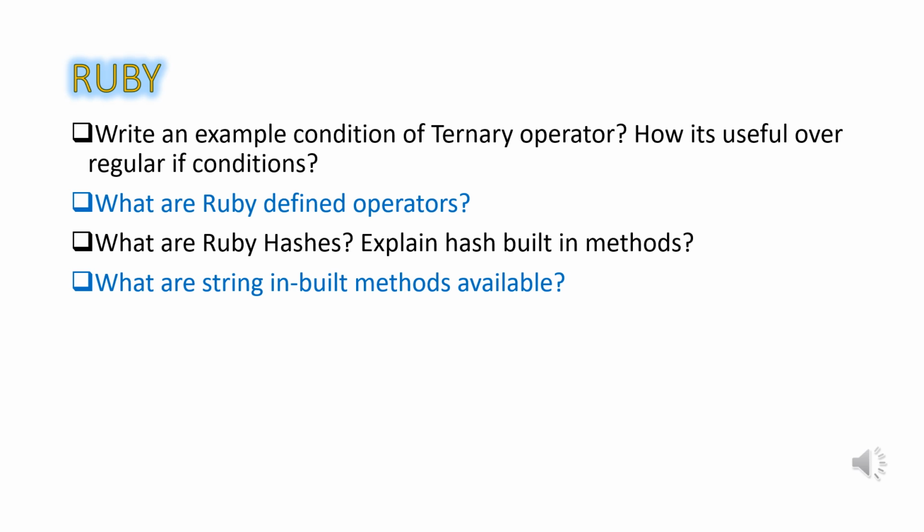Second one is, what are Ruby defined operators. Third one is, what are Ruby hashes. Explain hash built-in methods. So hash has separate built-in methods. So we need to explain that one. Fourth one is, what are string inbuilt methods available. So string based inbuilt methods we need to explain.